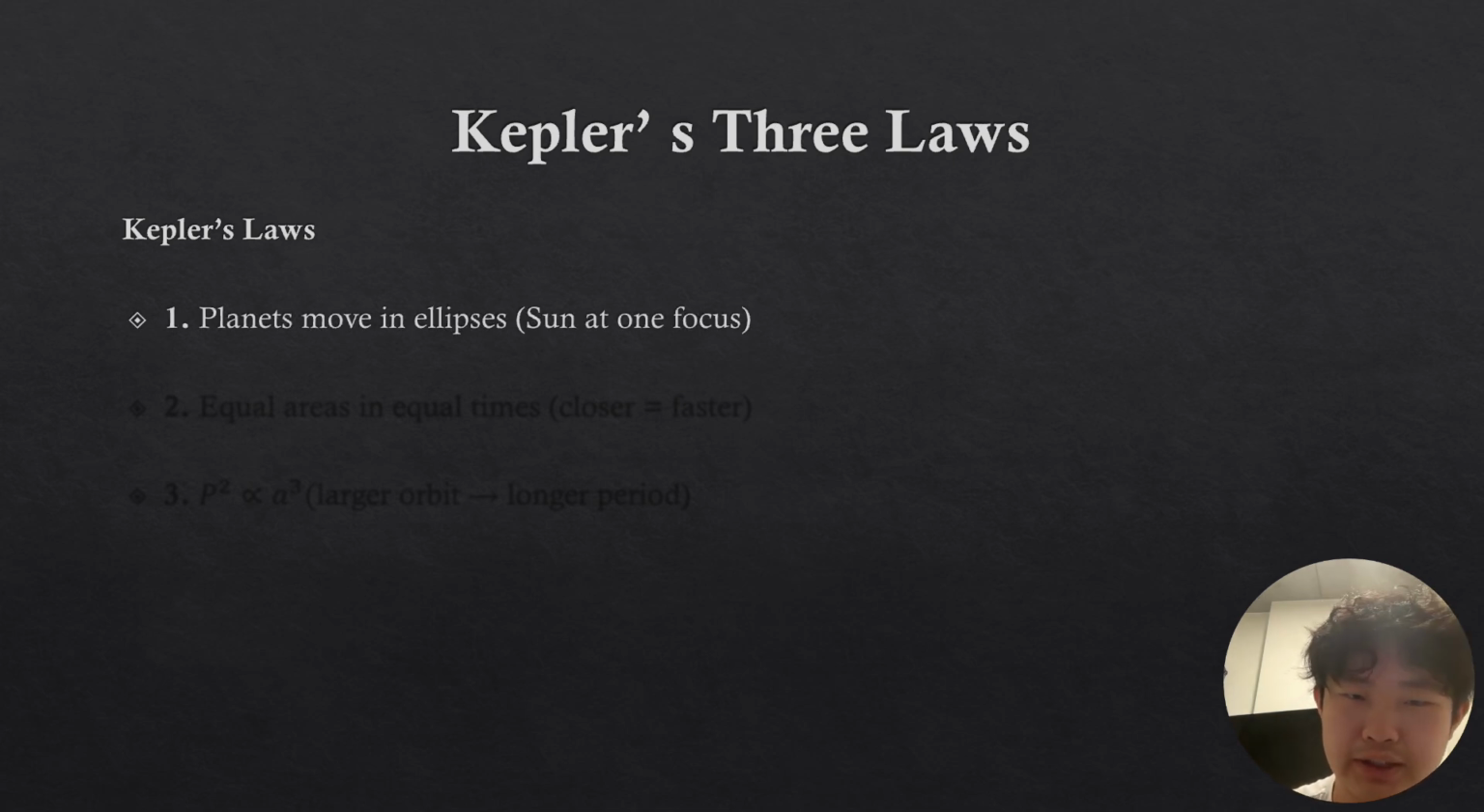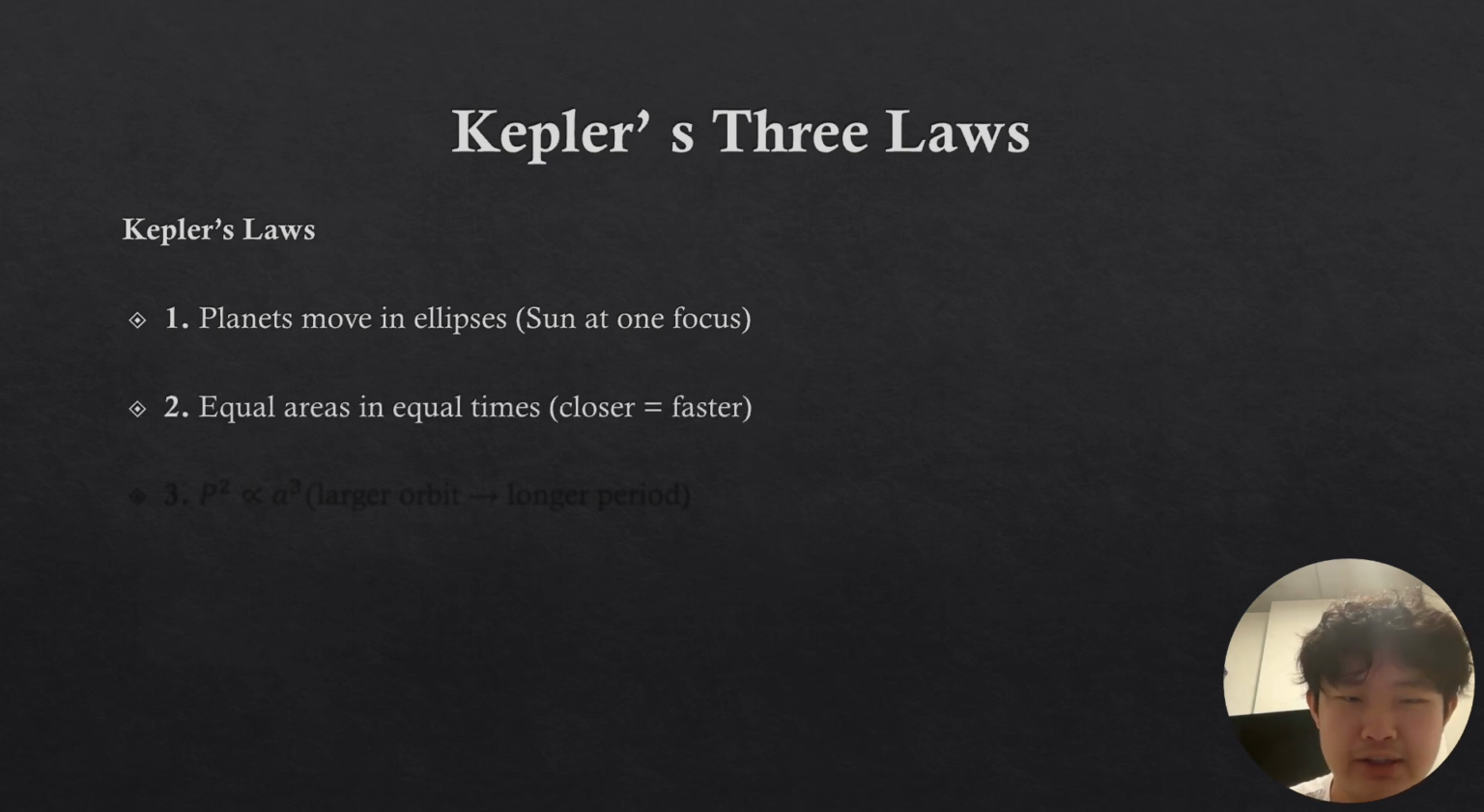Kepler's first law states that planets orbit the Sun in an ellipse with the Sun at one focus. In other words, orbits are not perfect circles. They can be stretched depending on the speed and distance. Kepler's second law says that a line from a planet to the Sun sweeps out equal areas in equal times. This means planets move faster when they are closer to the Sun and slower when they are farther away.